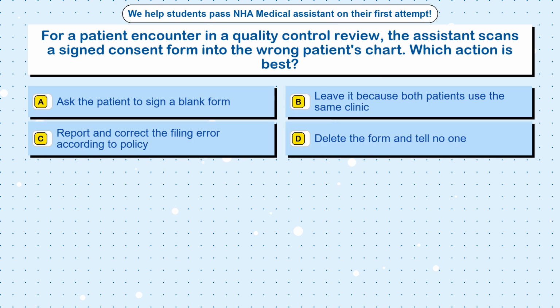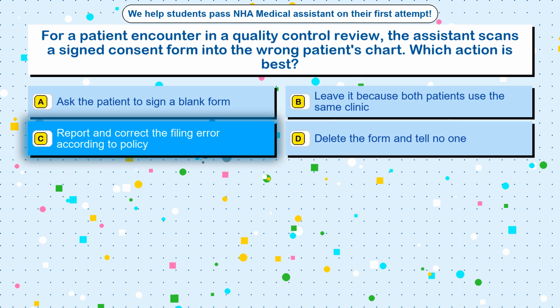Question 20. For a patient encounter in a quality control review, the assistant scans a signed consent form into the wrong patient's chart. Which action is best? Option A, ask the patient to sign a blank form. Option B, leave it because both patients use the same clinic. Option C, report and correct the filing error according to policy. Option D, delete the form and tell no one.